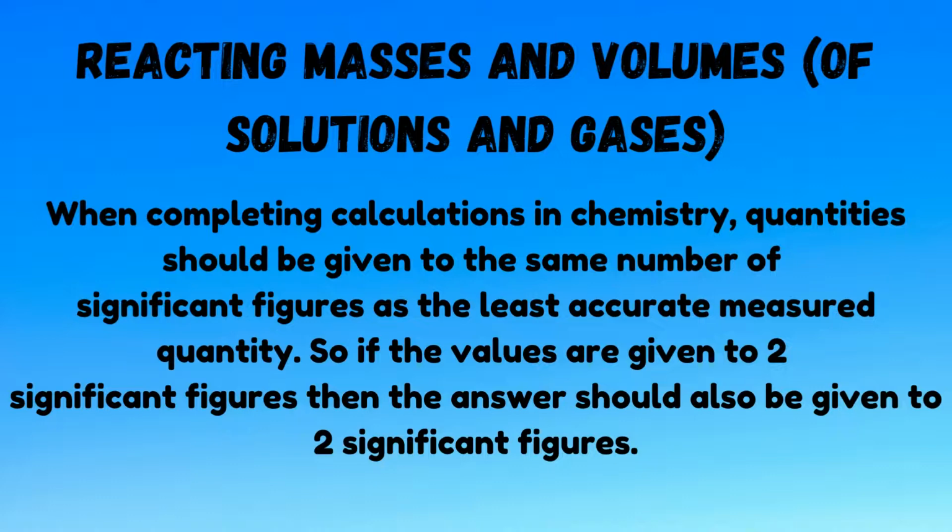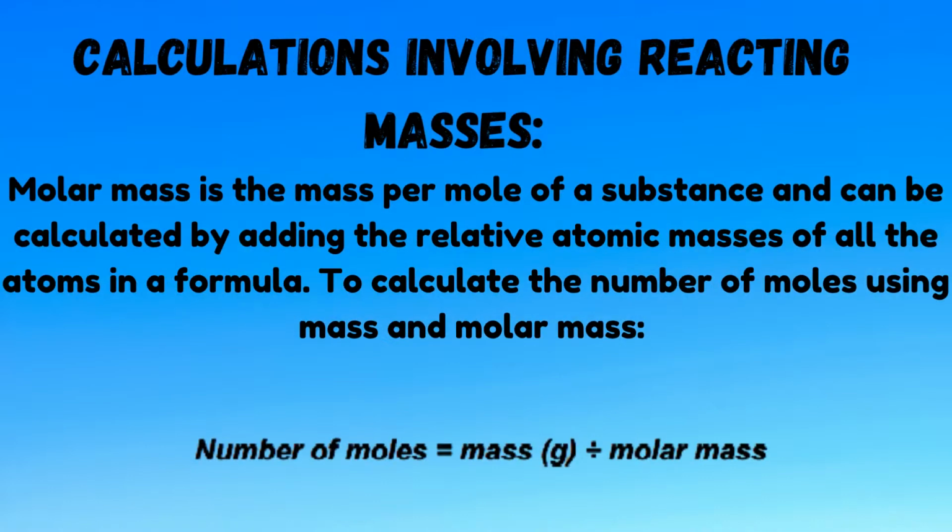Reacting masses and volumes of solutions and gases. When completing calculations in chemistry, quantities should be given to the same number of significant figures as the least accurate measured quantity. So if the values are given to 2 significant figures, then the answer should also be given to 2 significant figures. We are going to calculate which involves the reacting masses.